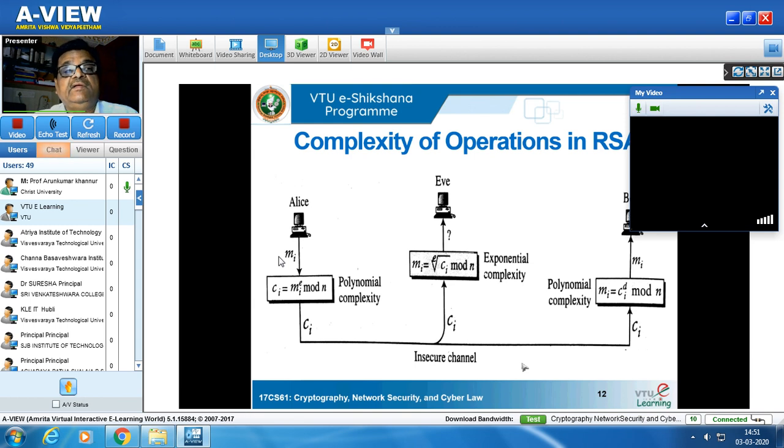With this, we come to the end of today's discussion, why the RSA works.